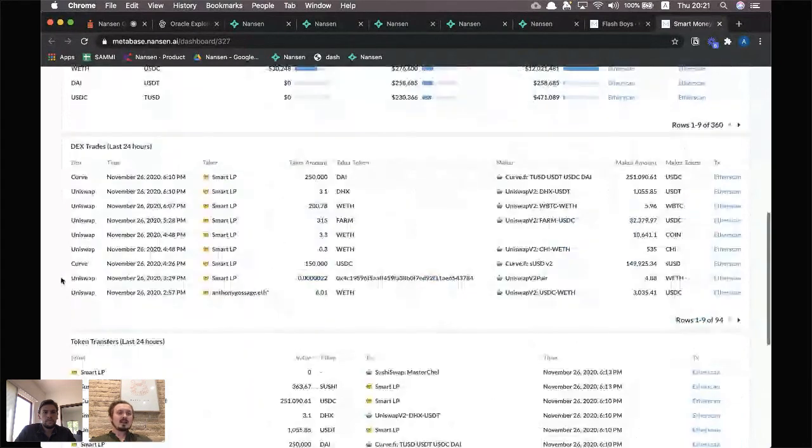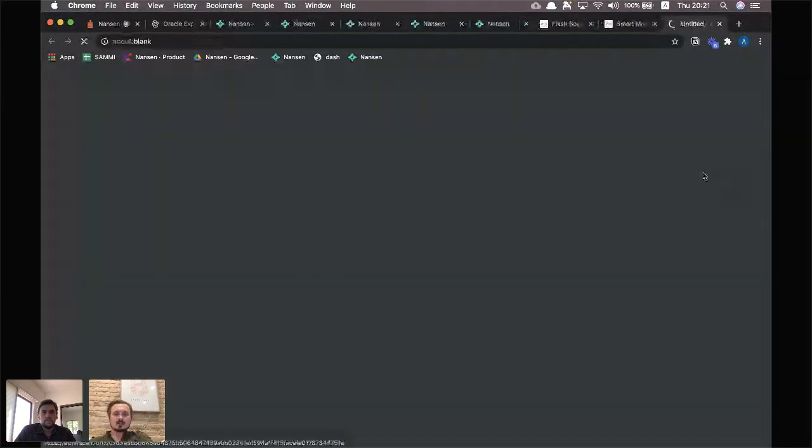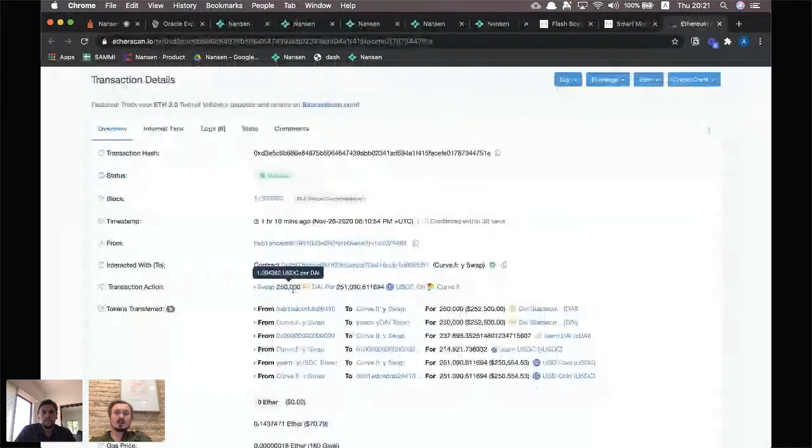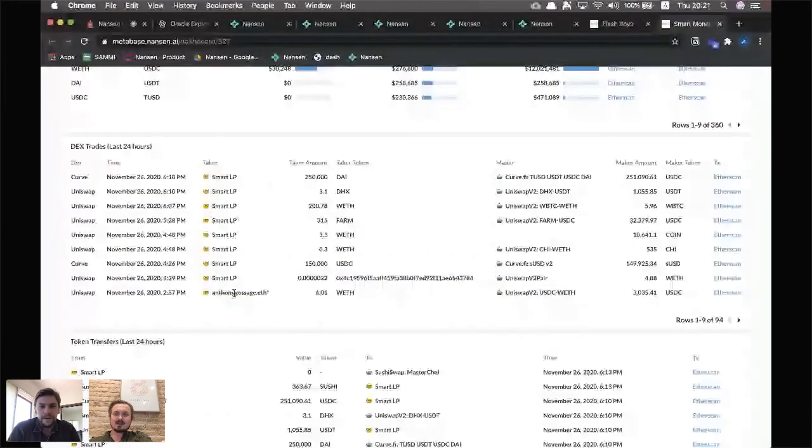And then you can also break it down to the individual DEX trades and which DEX they took place on. So, for example, here's one that we have labeled a Smart LP, a Smart Liquidity Provider. They made a trade on Curve, and you can click through and get that transaction right away, and you see that was indeed a swap of DAI for USDC. And yeah, you actually see some of these ETH there as well.